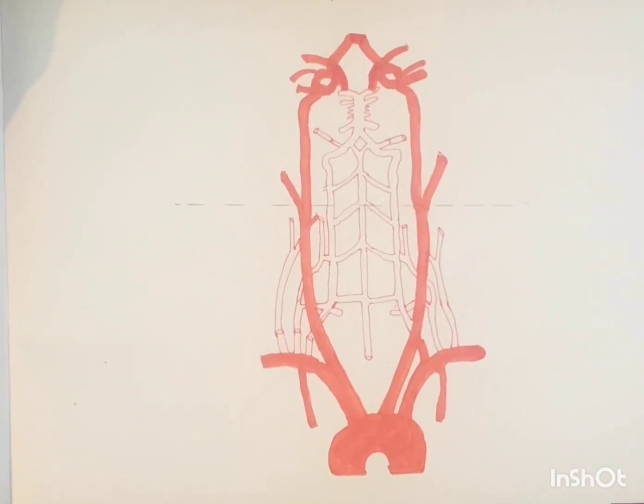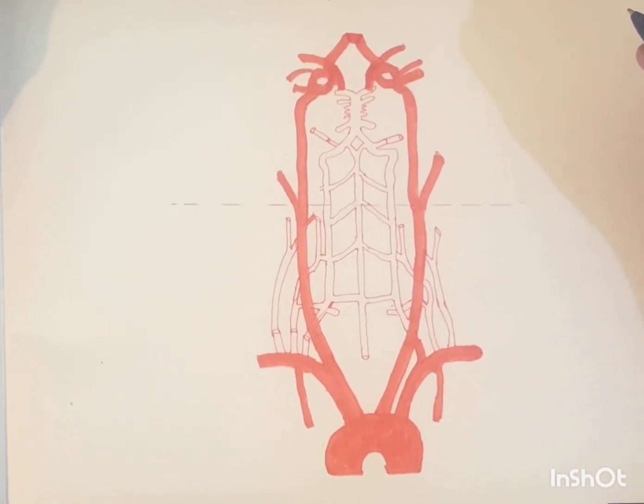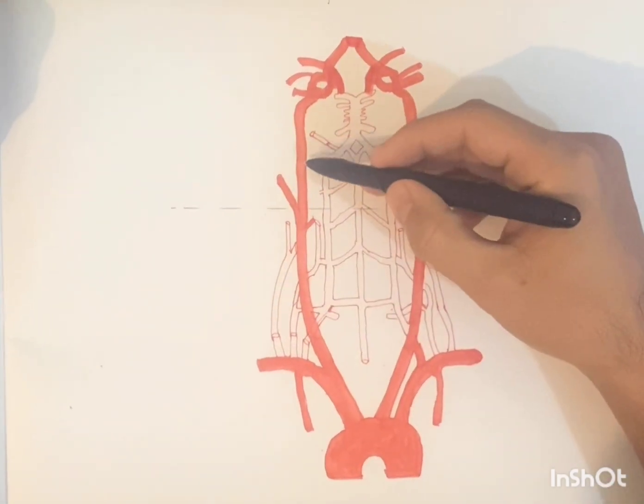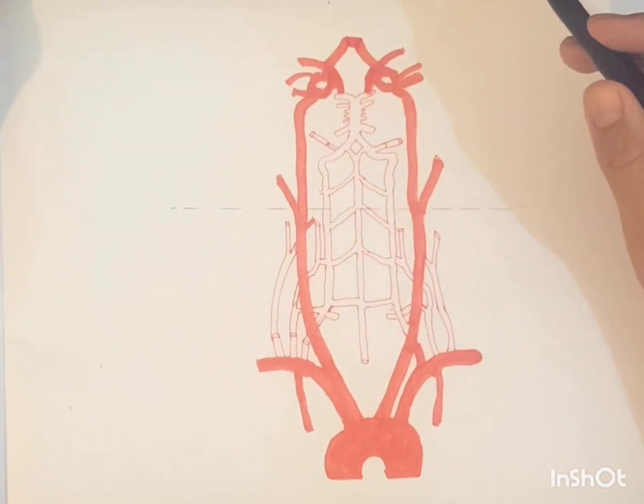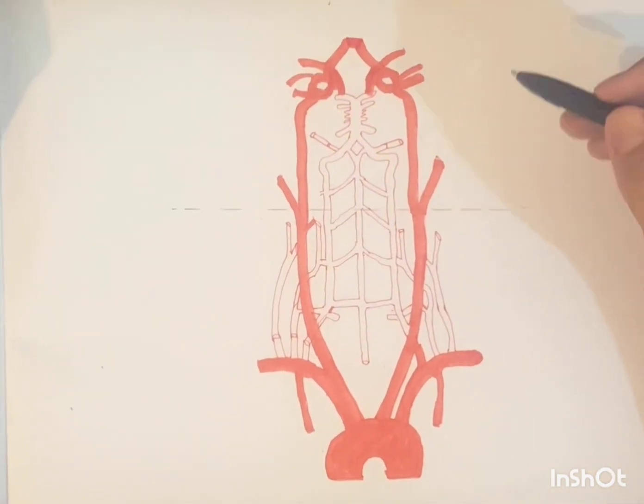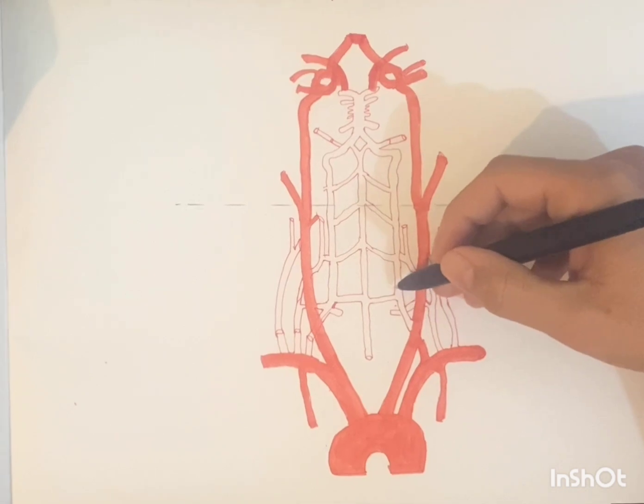The first one is called the internal carotid artery, the anterior circulation. This is the internal carotid artery, and then we will discuss the vertebral artery, which is this one. This one is the vertebral artery.